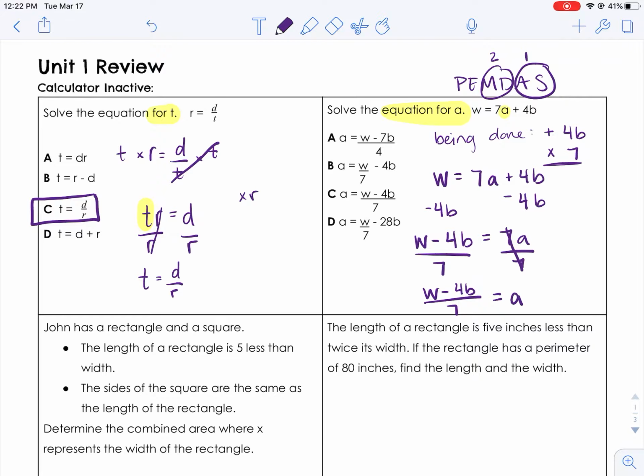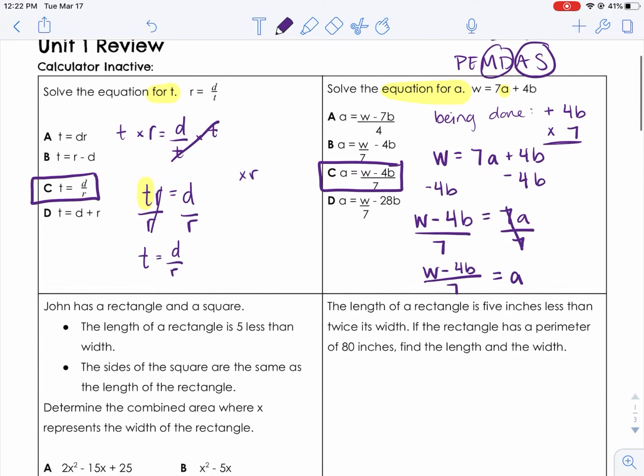So that looks like it should be answer choice a. Oh, sorry, my bad. w minus 4b over 7. Be careful. So it should be C.